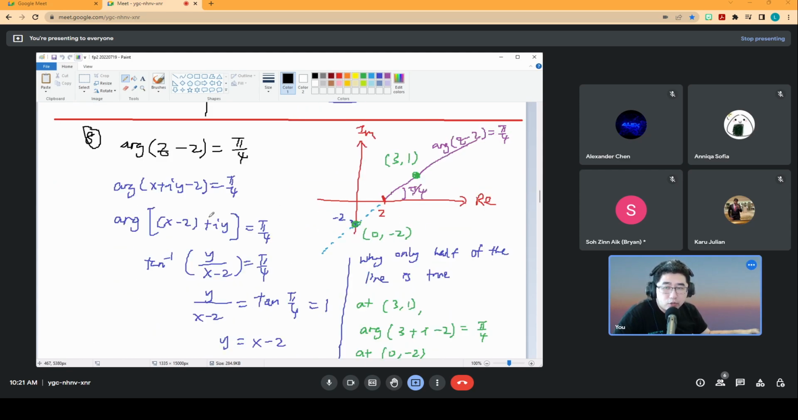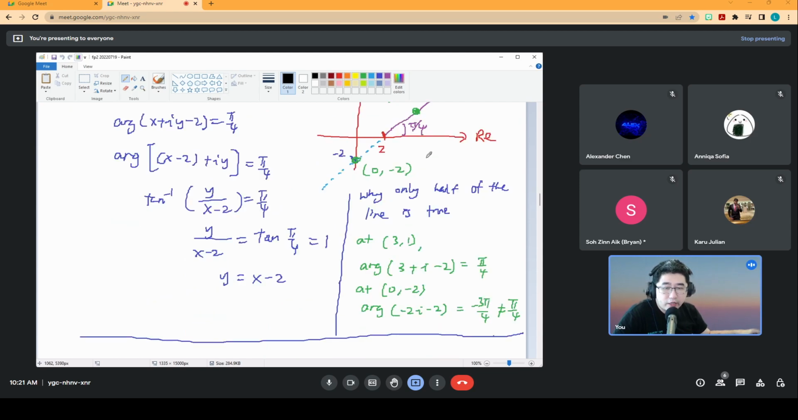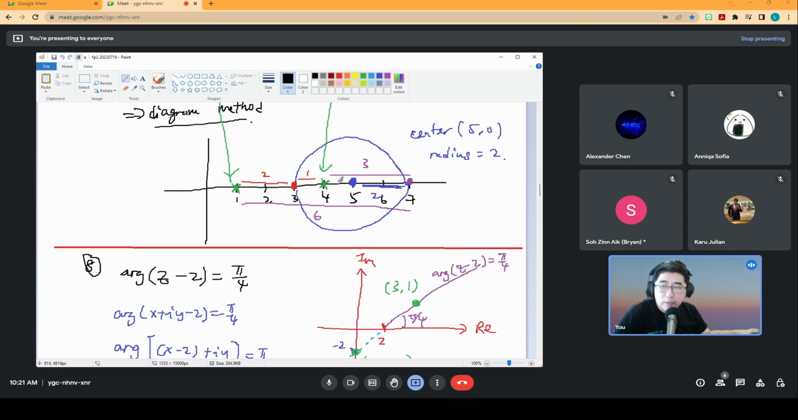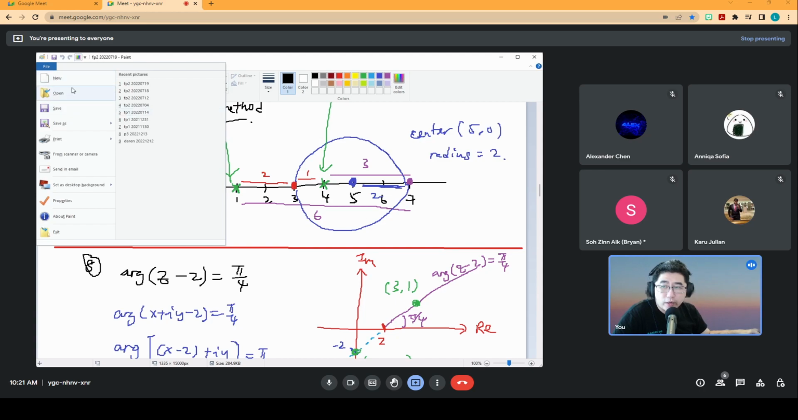Number 8 is a half line. So how do we do the equation, given that only half of it is correct? We can use a test point to figure out which part of the line is what we want. That will be number 8. This will be the 19th of July.